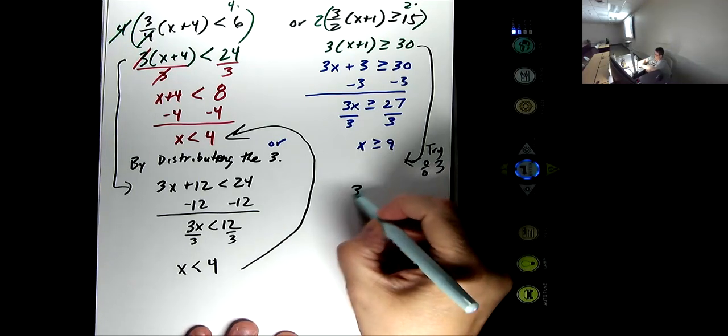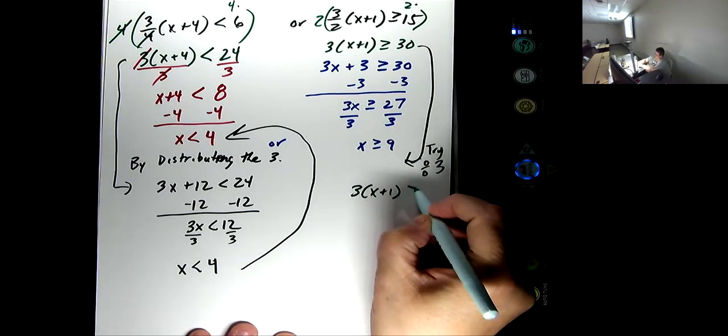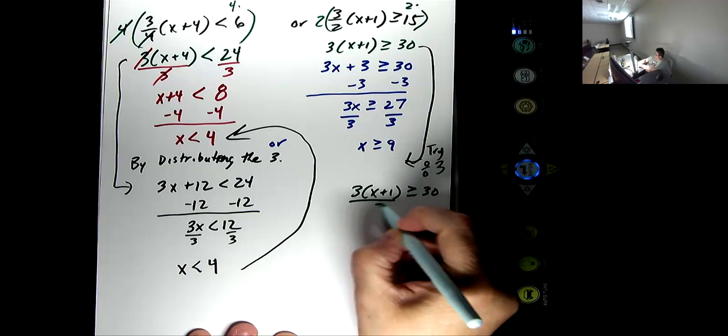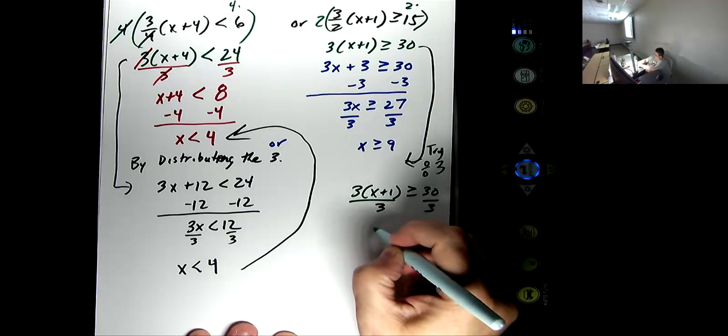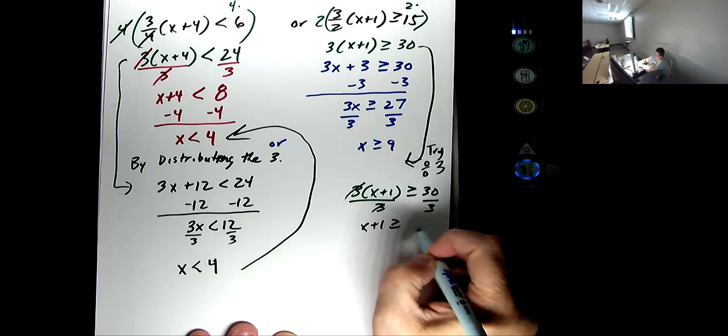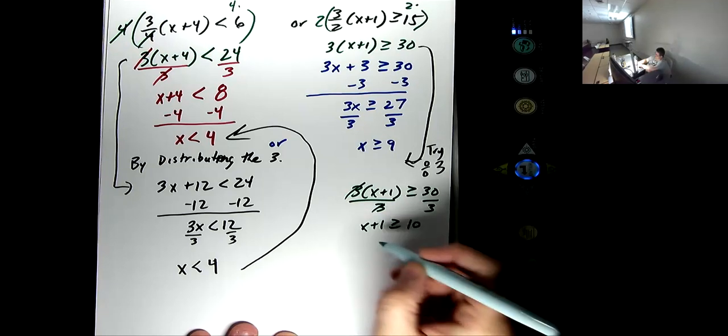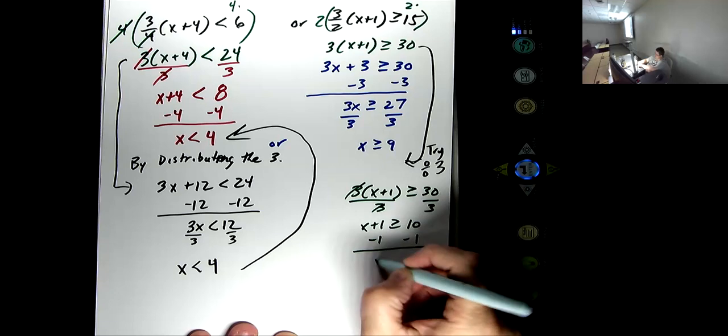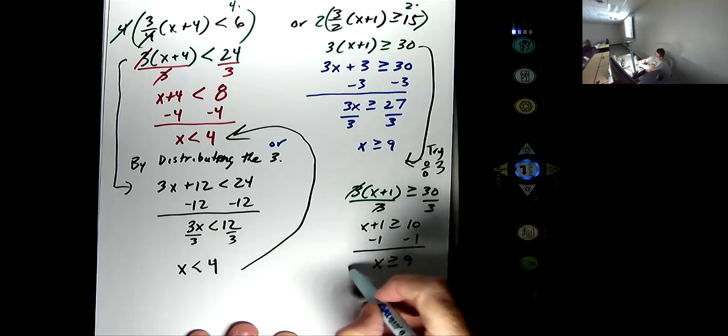If you did that 3 times x plus 1 and tried dividing by 3, the 3's cancel, and we get x plus 1 is greater than or equal to 30 divided by 3, which is 10. Subtract 1, we get x is greater than or equal to 9.